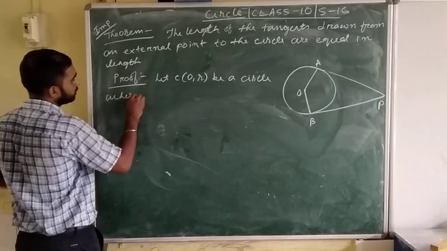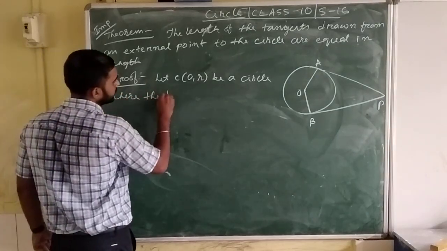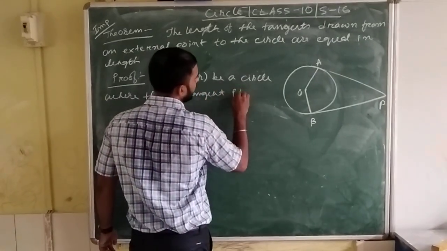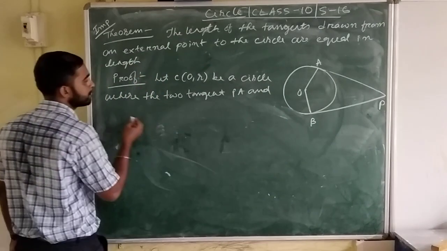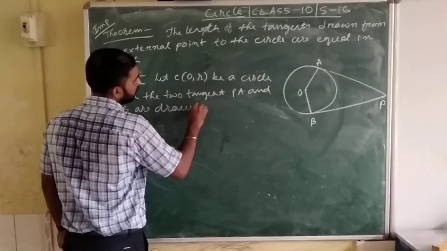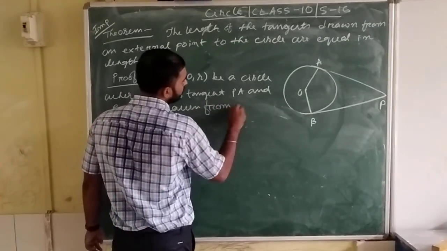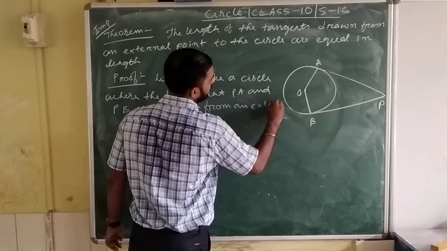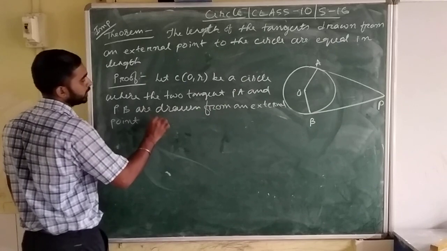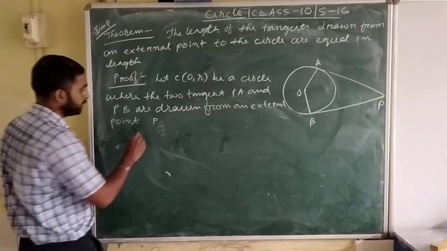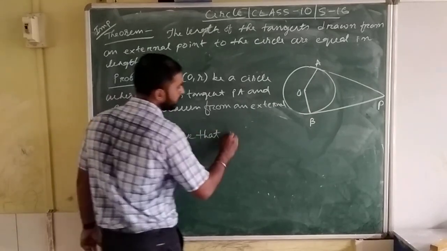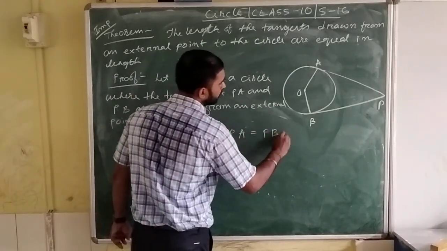where the two tangents PA and PB are drawn from an external point P. To prove that PA equals PB.